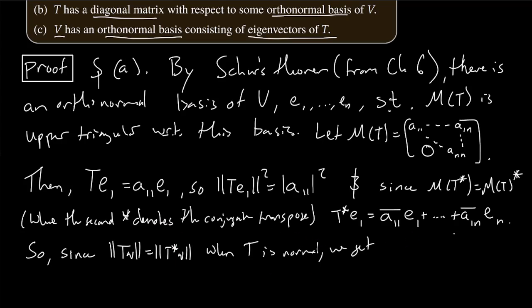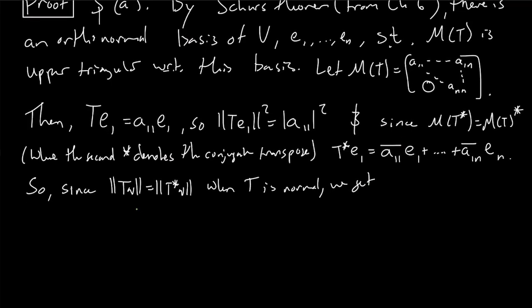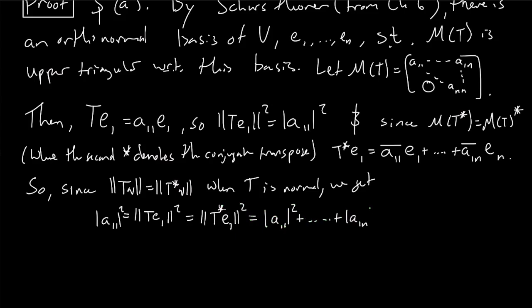We get norm of T E1 squared, which is just equal to the modulus of A1,1 squared. And this is equal to the norm squared of T star E1, which is equal to the modulus of A1,1 squared plus dot dot dot all the way down through A1n in modulus squared, since this is, after all, an orthonormal basis. Okay, very cool.